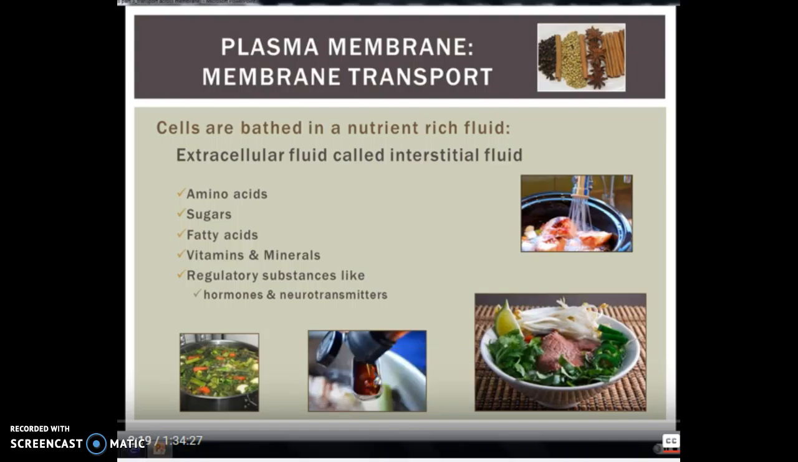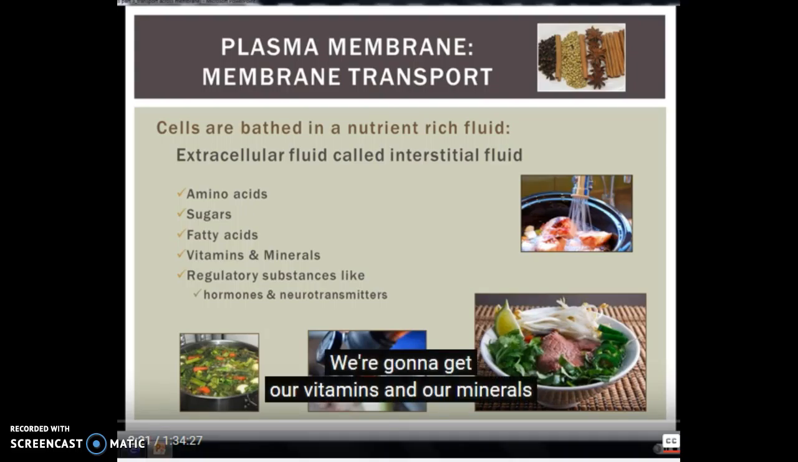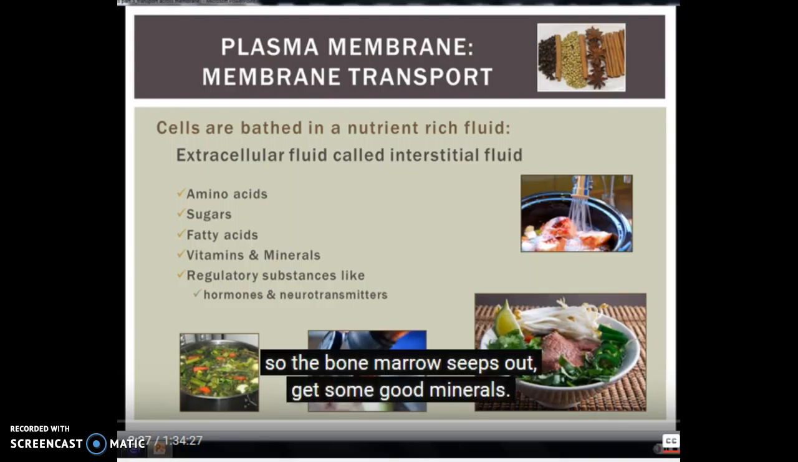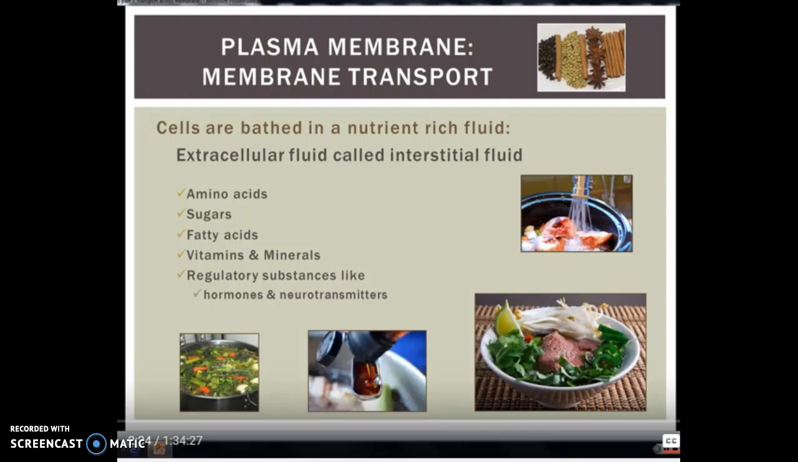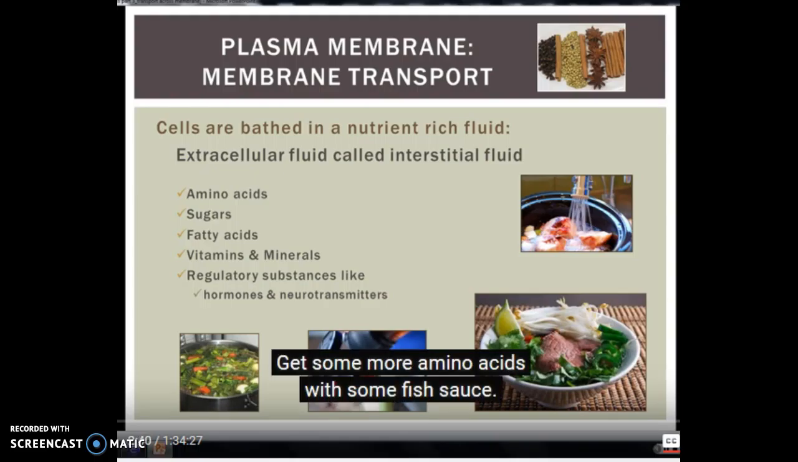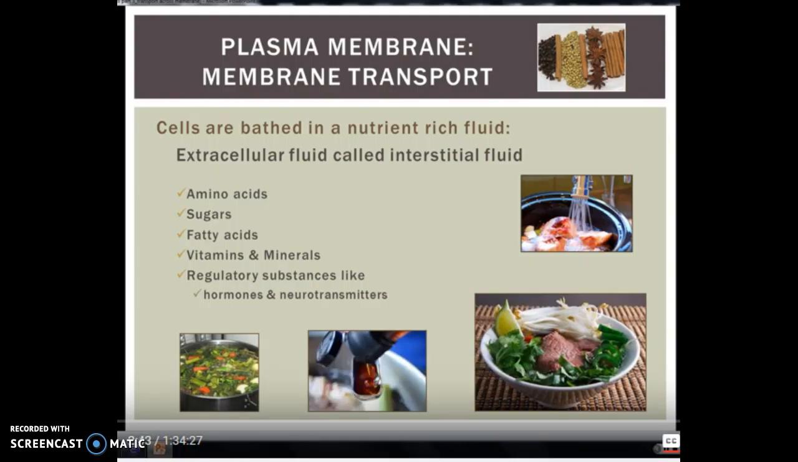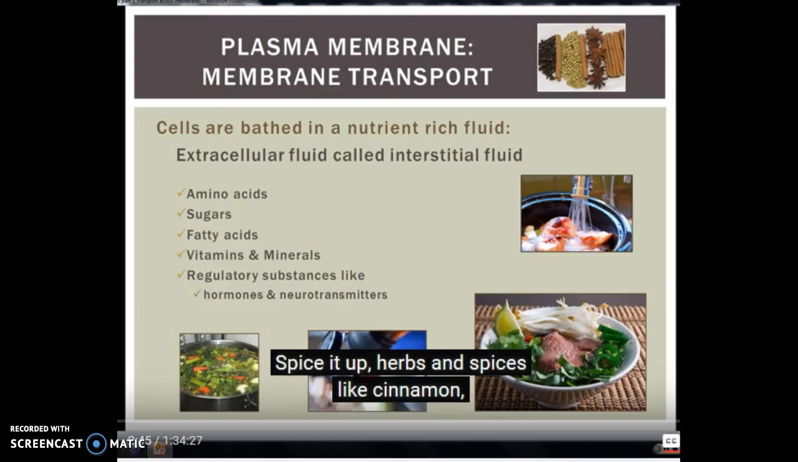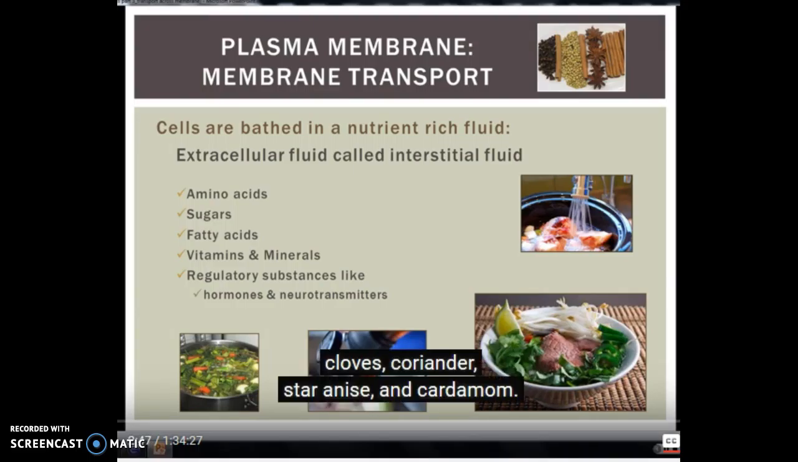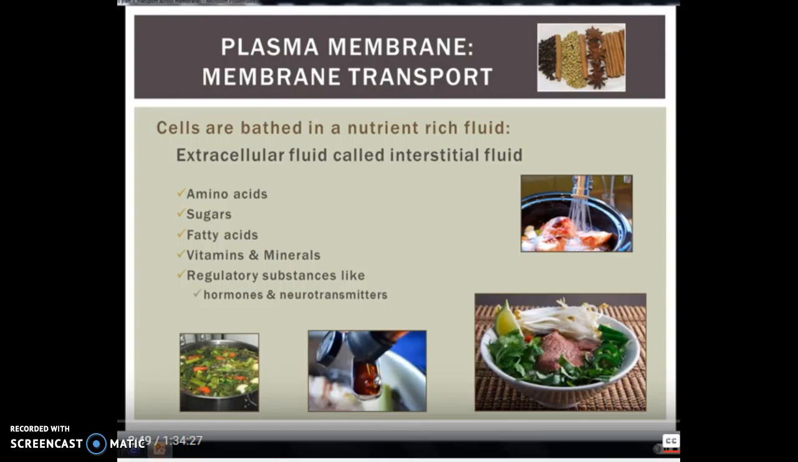Now, let's make a nutritious broth. We're going to get our vitamins and our minerals from a nice bone broth base. You can put in some oxtails so the bone marrow seeps out. Get some good minerals. Get some carrots, leeks, garlic, celery. Balance our pH with some vinegar. Get some more amino acids with some fish sauce. Spice it up with herbs and spices like cinnamon, cloves, coriander, star anise, and cardamom.